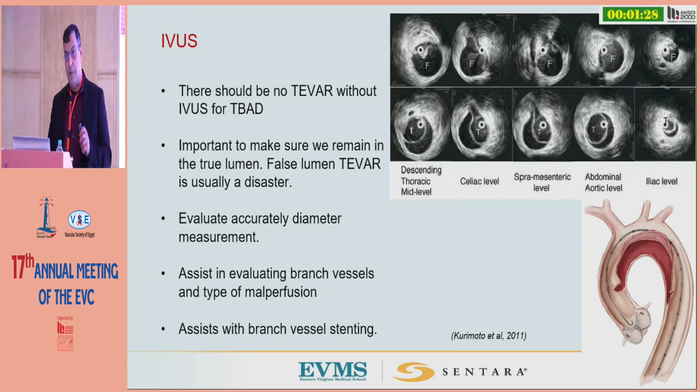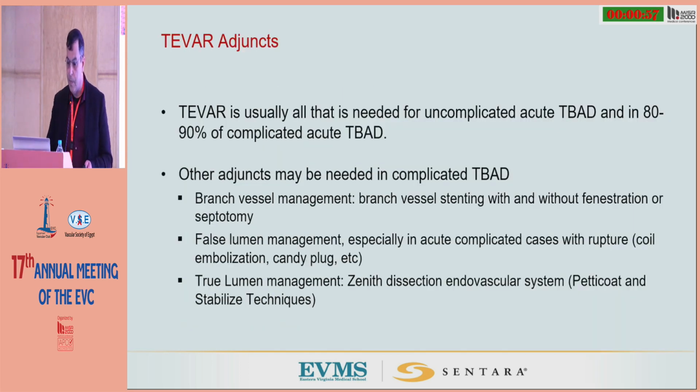A word about IVUS, intravascular ultrasound. There should be no TEVAR for type B dissection repair without IVUS. It's very important that the IVUS will help us to remain within the true lumen, because if you put a stent in the false lumen, that's usually disastrous. It helps us to evaluate accurately the diameter of the true lumen, where we can decide on which proper size of endograft we should use. It also assists us with evaluating branch vessels and help us to treat them if we need to.